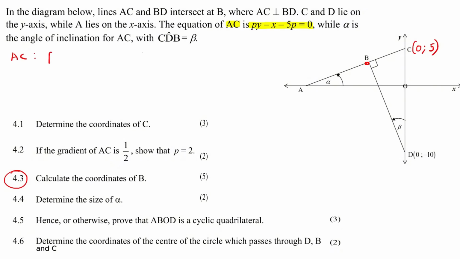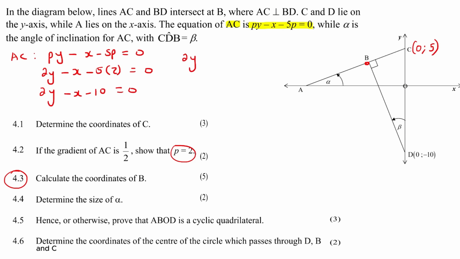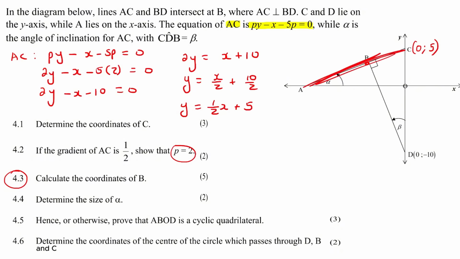So we know that it's py minus x minus 5p, but we know that p is 2. So we can say 2y minus x minus 5 times 2. And so that'll be 2y minus x minus 10. So if we get y completely by itself, we end up with x plus 10. And then if we get the y alone, we divide everything by 2. Then we end up with y equals a half x plus 5. Okay, so we have the equation of this line now. y equals a half x plus 5.